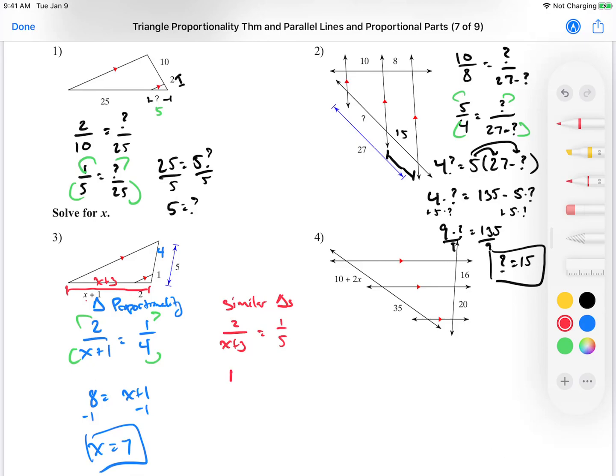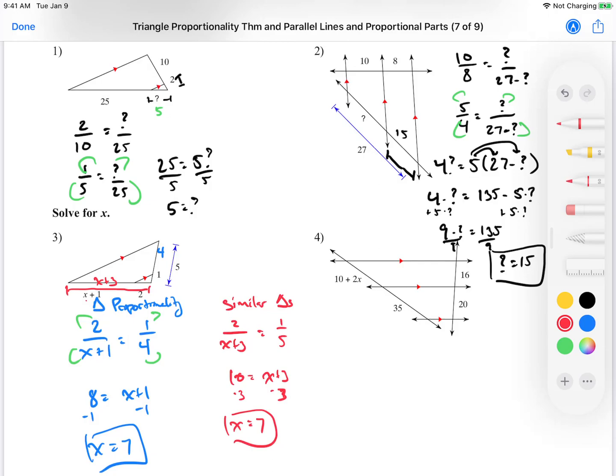Doing cross product property again gives me 10 is equal to x plus 3, minus 3, minus 3, and I still get x is equal to 7 no matter what. So whichever one I use can actually get me the same solution. Okay? So it doesn't really matter.